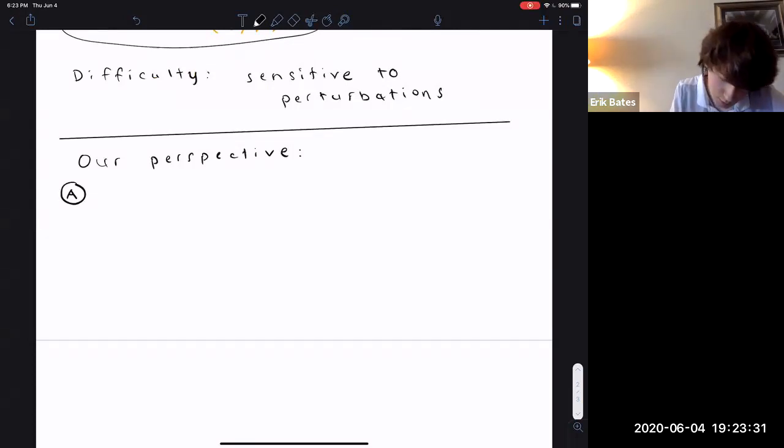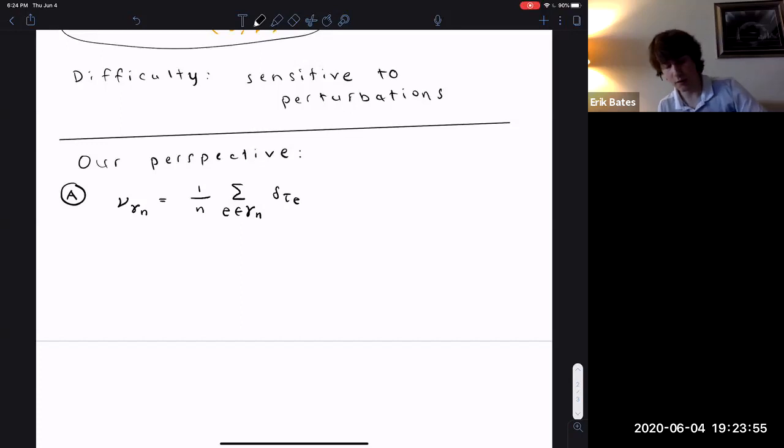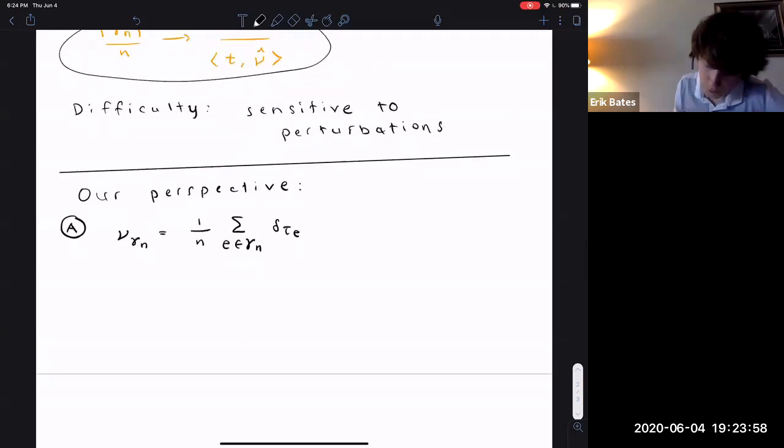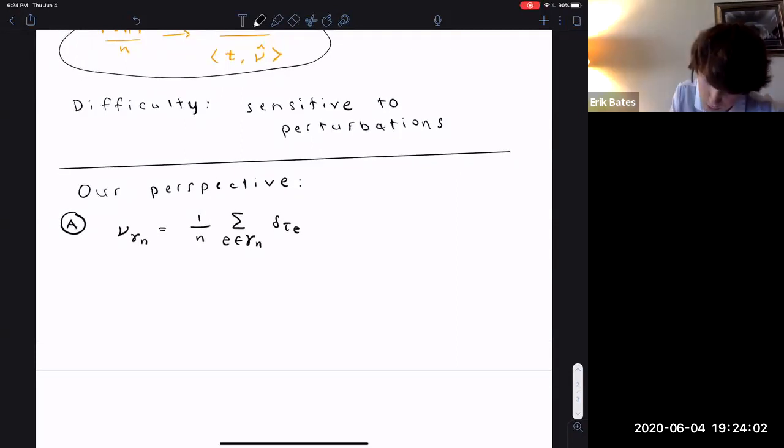My perspective change has two components. The first of which is, instead of considering the nu hat gamma n, I'm just going to consider nu gamma n. So I'm going to omit the hat here, and all that does is it changes the normalizing factor. Instead of dividing by the length of gamma n, I'm just going to divide by n. But I'm still going to sum over all the edges of gamma n delta tau e. So I still have some linear combination of Dirac delta masses. I'm just normalizing so that it's not a proper probability measure anymore.